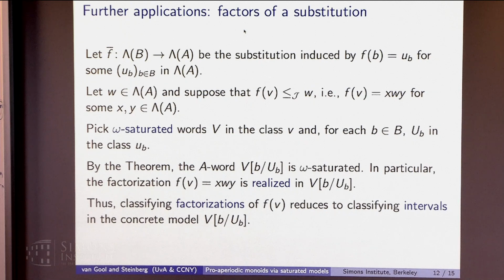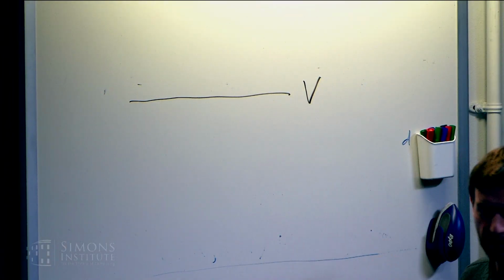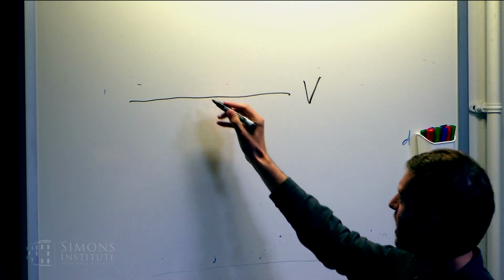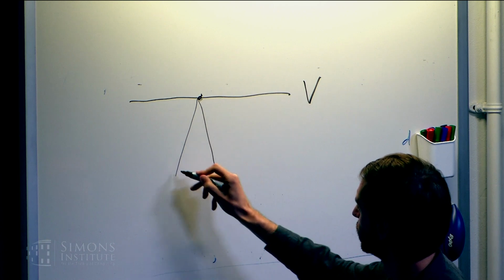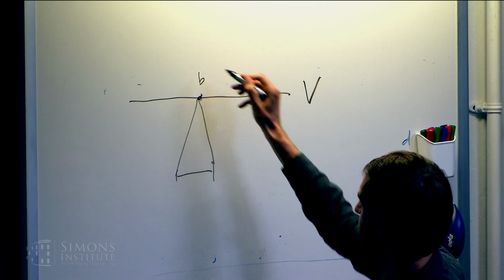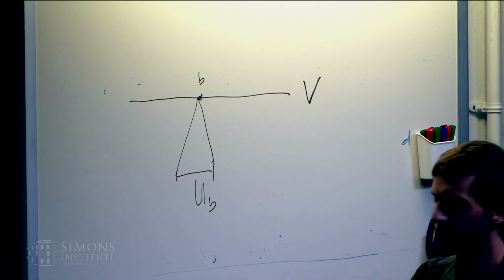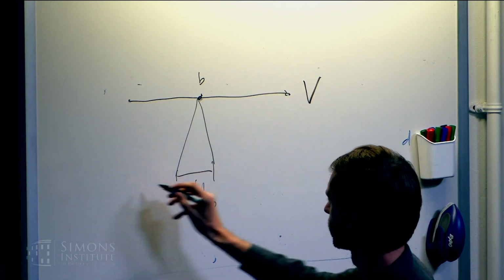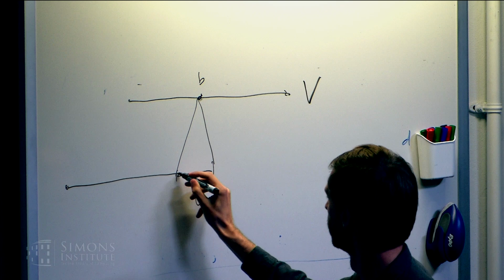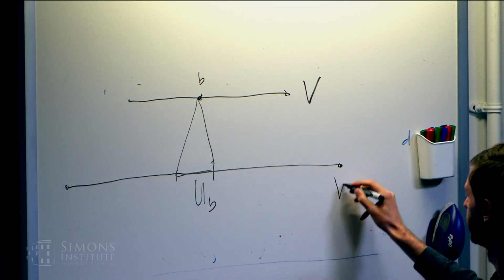So just to show again in a picture how that would look, you have an indexing model V, which you know is saturated, and for each point here, you substitute another. So if this was a letter B, you substitute a word UB, and you do that for every letter. You get some big substituted model.